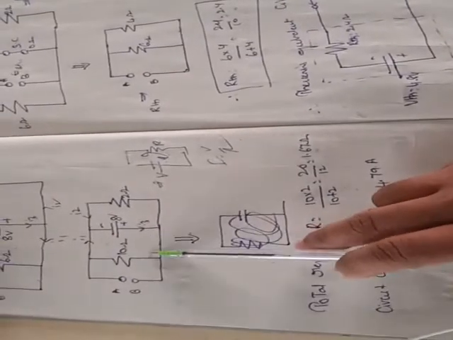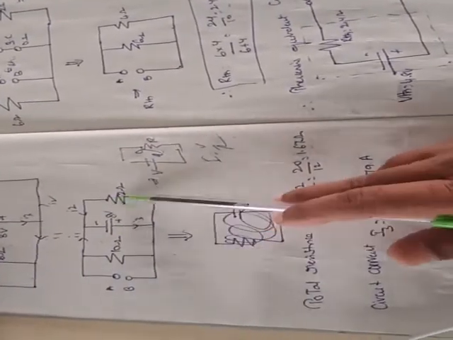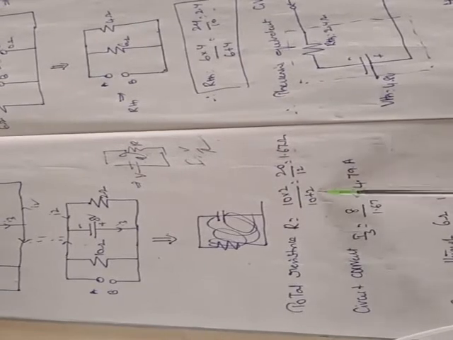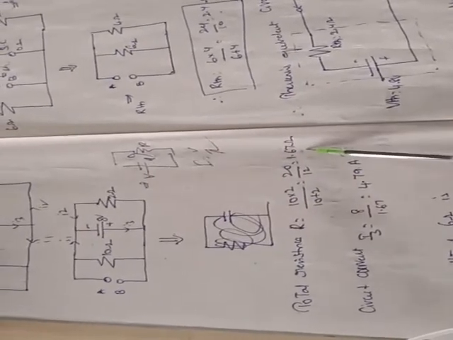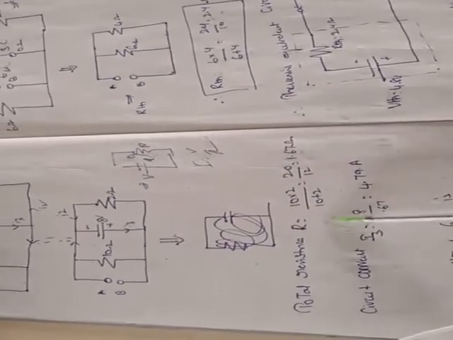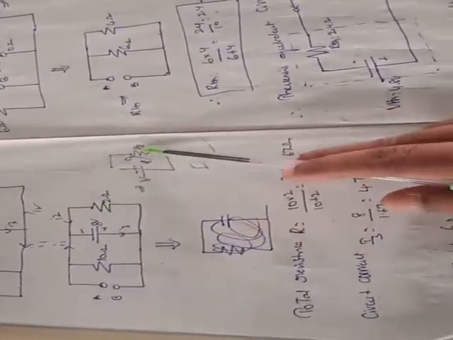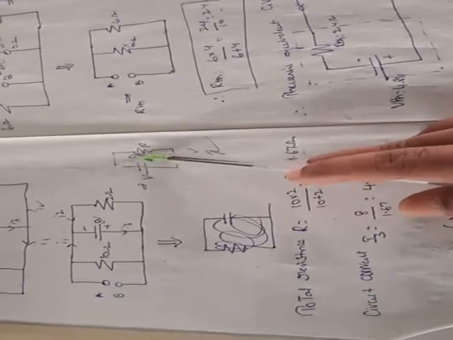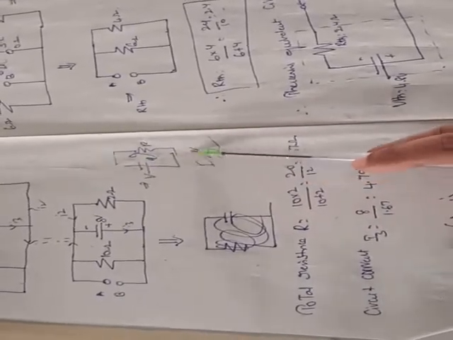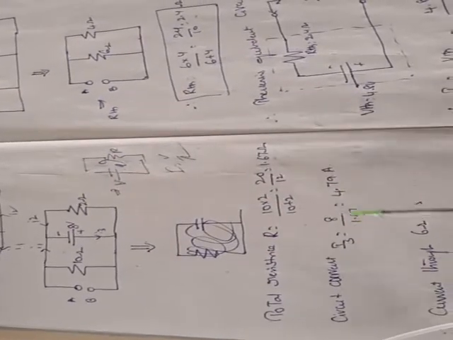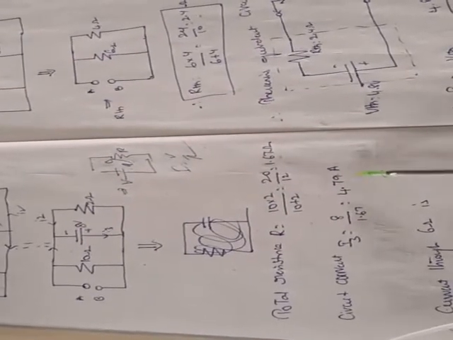So what is the total resistance of this circuit? These two resistors are connected in parallel, that is 10 into 2 divided by 10 plus 2. If you solve that, you get the answer as 1.67. So this is your total resistance. Now what is the current? If you solve these two, you will get a single resistor and this voltage source. From this circuit, you can find out total current I equals V by R. What is voltage? 8. What is R? That is 1.67. If you solve that, you get the result as 4.79.